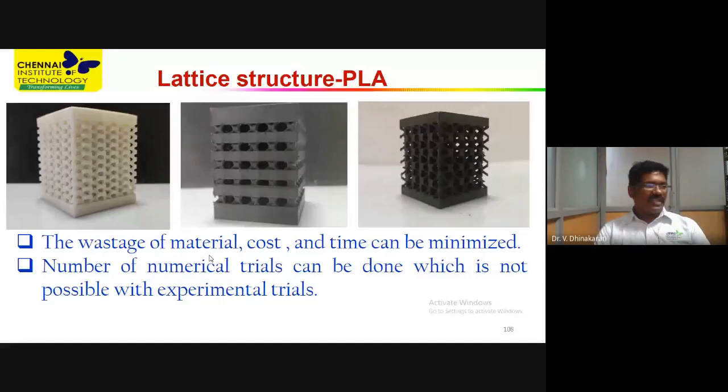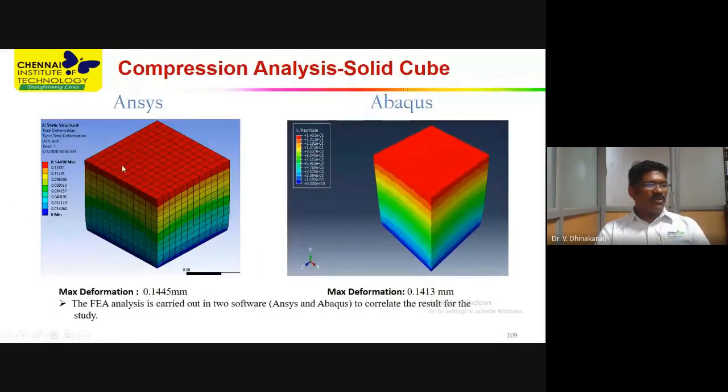So lattice structure. Instead of using bulk material, you can go for lattice sections, and the lattice section can be tested whether it will be able to produce strength on par with the bulk materials or not. That can be designed, and we can go for testing. So we have used ANSYS and Abaqus to get the strength of a cube. It's a solid material, and we found the deformation through ANSYS and Abaqus.